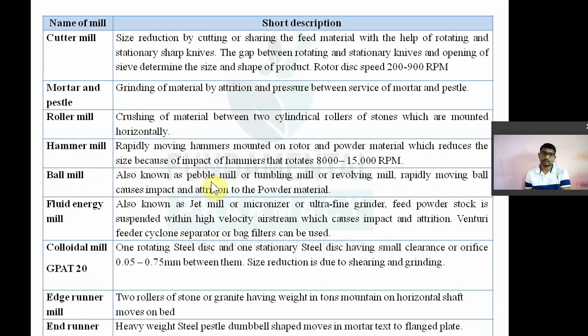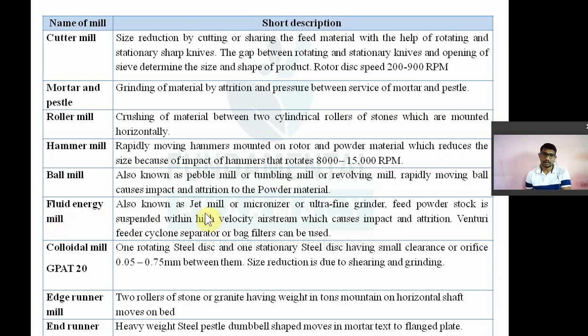What is ball mill? It is also known as pebble mill or tumbling mill or revolving mill. Remember the synonyms of ball mill: pebble mill, tumbling mill, or revolving mill. Rapidly moving balls cause impact and attrition both on the powder material, which reduces the size.